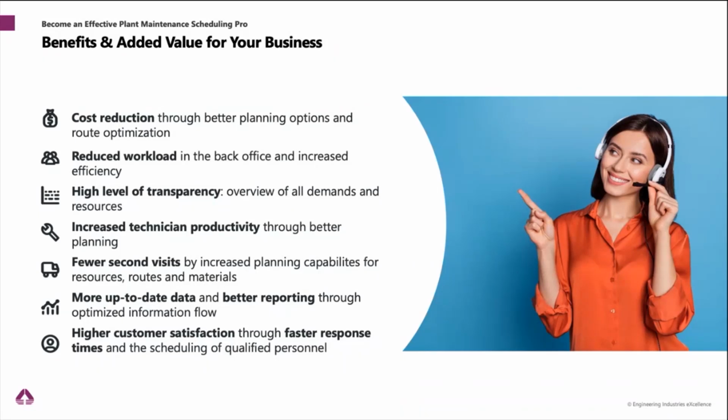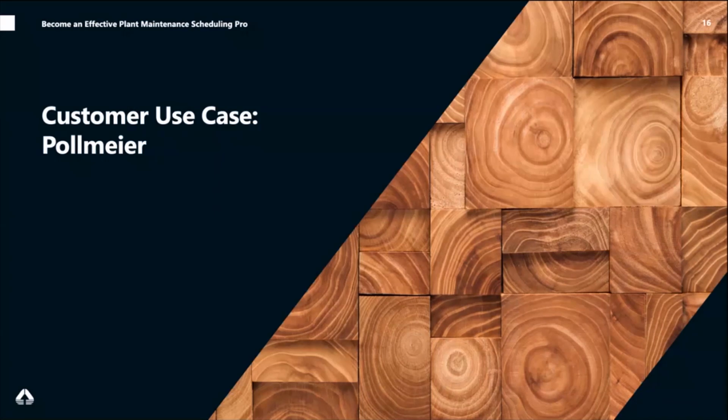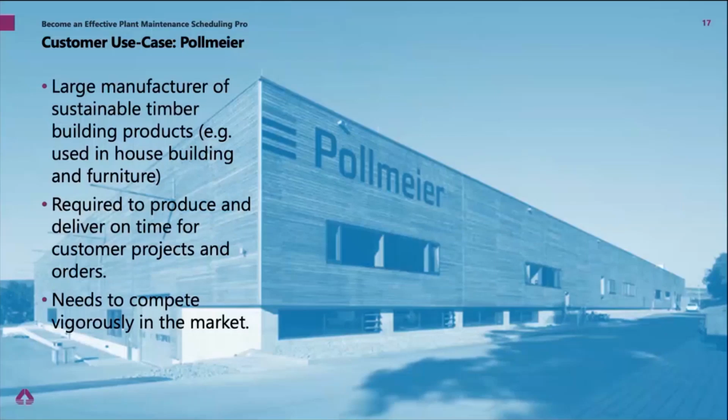But now let's have a look into a real customer case. The customer is called Pollmeyer, and they are a large manufacturer of sustainable timber building products, which, for example, are used for house building or for furniture. In order to fulfill the needs of their customers, they have to deliver on time for customer projects and customer orders. And of course, there's also a bit of competition on the market, so they have to perform really well in order to keep their position on the market.